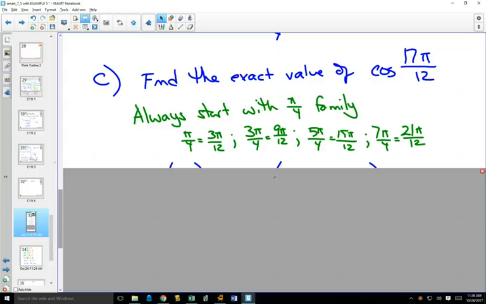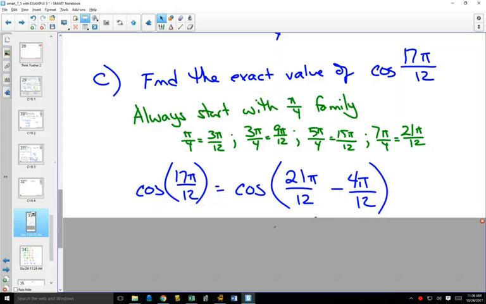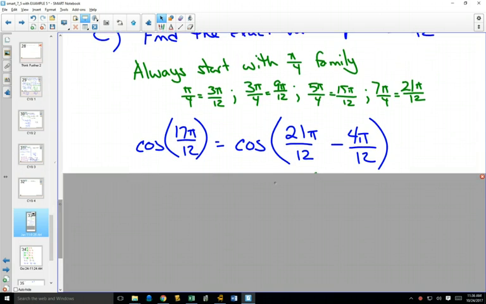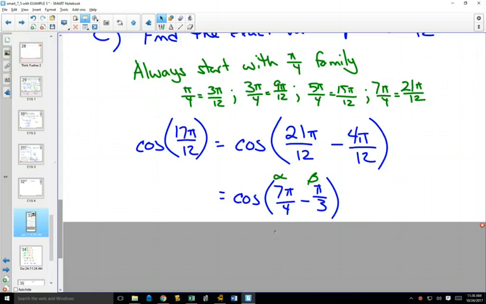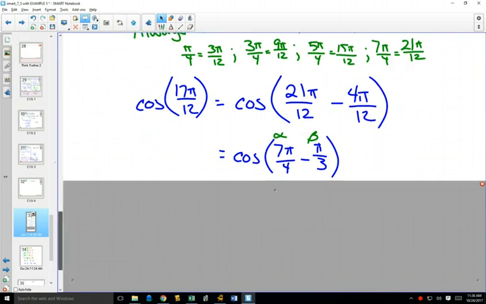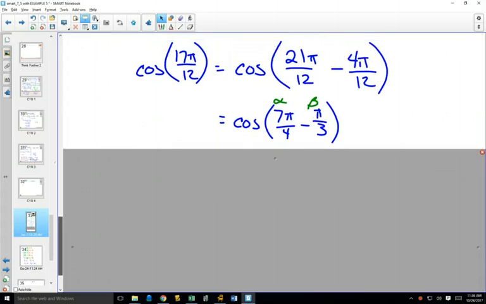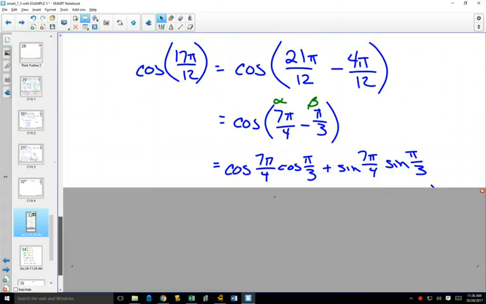So I chose 21 pi over 12 minus 4 pi over 12. But no matter which one you use, your final answer will be the same. So usually I pick a random pi over 4 to start with, 21 pi over 12. Then I figure out what I need to make it work. After I figure out what it needs to make it work, I simplify it so I can see what my alpha is. It's 7 pi over 4. I can see what my beta is. It's pi over 3. Plug them in because they're all on your pi plate.